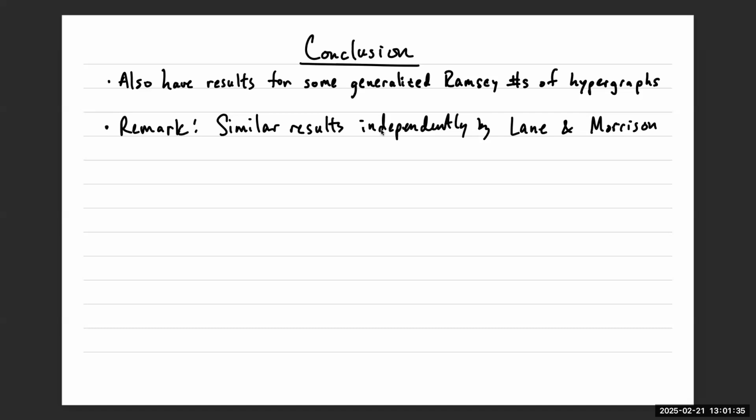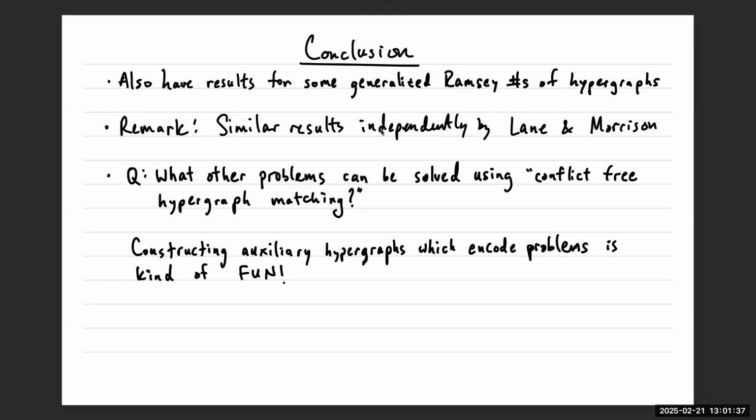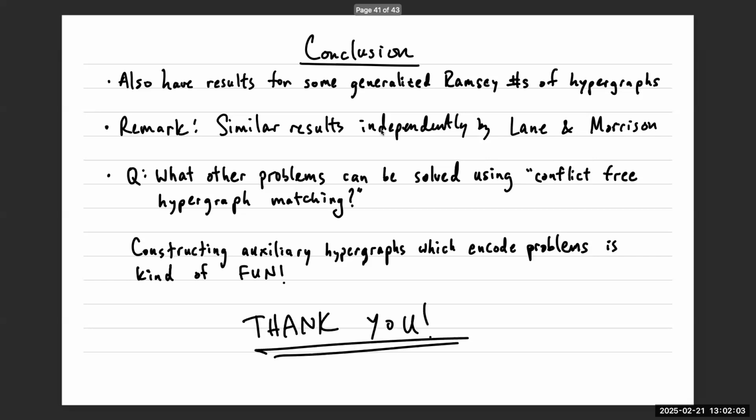Okay, anyways. Right. The big thing to do here is, what are the other applications of this? Anytime you have a problem, like a coloring problem or anything like that, can you encode it as a hypergraph where you have to find a matching, where a matching in that hypergraph corresponds to what you want? And then if there's a certain structure you need, can you encode that as conflicts? So that's basically the main thing. Making these auxiliary hypergraphs is kind of fun. That's it.